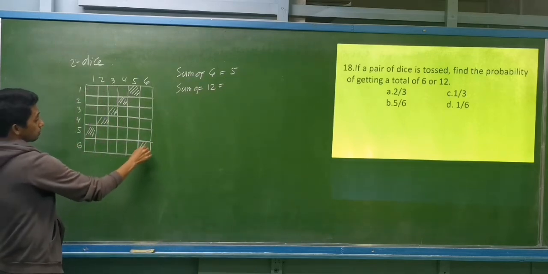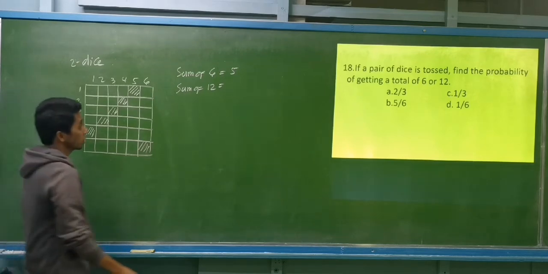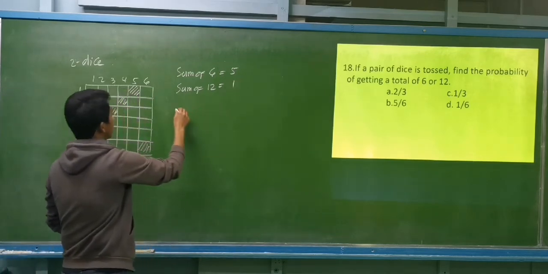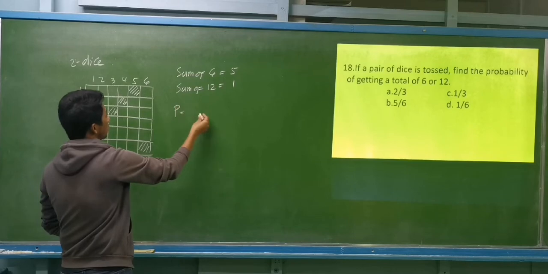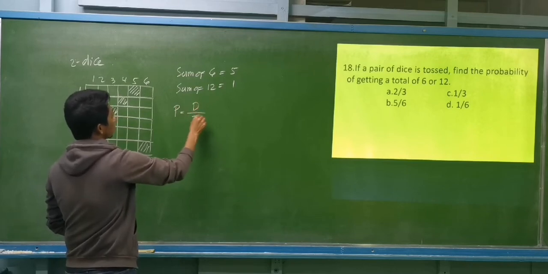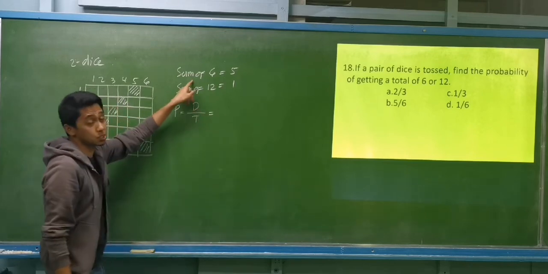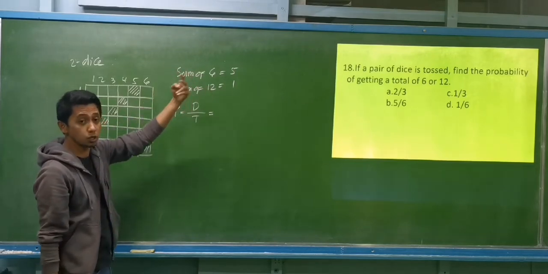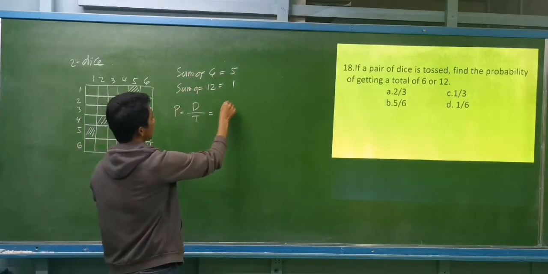Ito lang yan, yung 6 plus 6. So, that's basically equal to 1. So, probability is equal to the desired divided by the total. Yung desired natin is sum of 6 or 12. Ginamit niya or, so pa-plus natin.